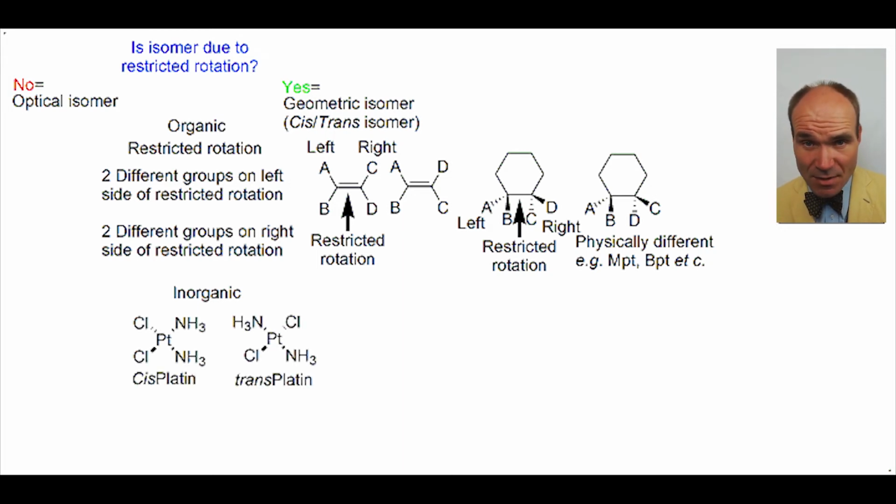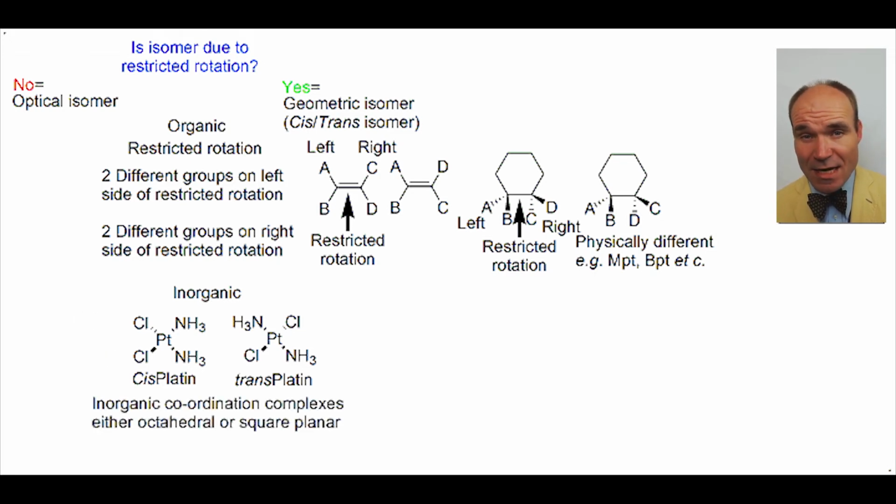There's no bond of restricted rotation, but there are four groups here. Due to the molecular orientation, there's a top set, Cl and NH3, and a bottom set, Cl and NH3. The bottom set stay the same, but the top set switch places between cis and trans. This cis molecule is actually called cisplatin, and it's a drug to treat cancer. Inorganic cis-trans isomers are found in octahedral and square planar coordination complexes.